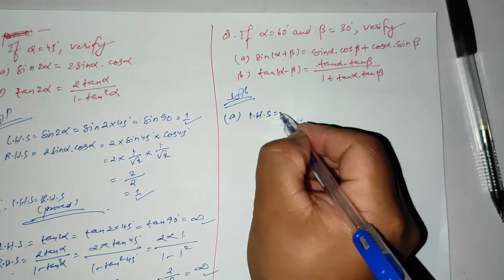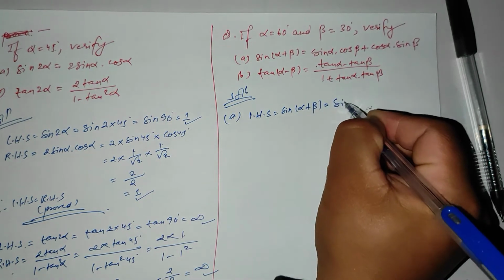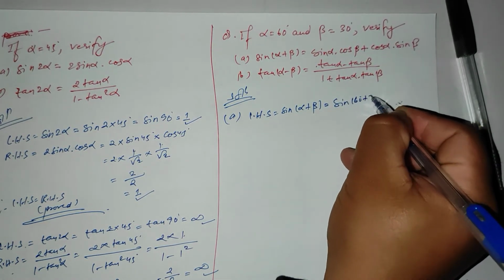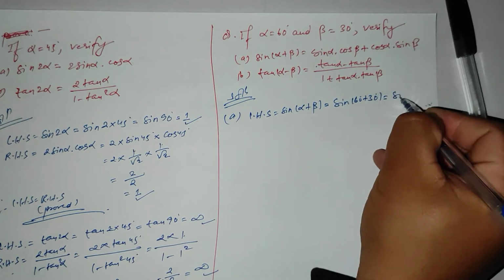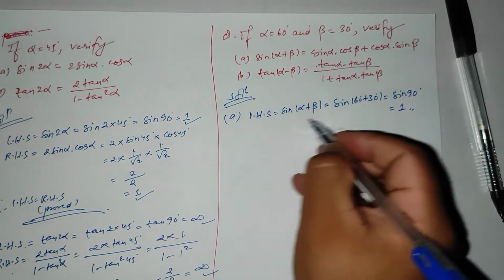Part A. LHS equals sin(alpha plus beta). Put the values of alpha and beta, we get sin(60 degrees plus 30 degrees), which is equal to sin 90 degrees. Sin 90 degrees is equal to 1.